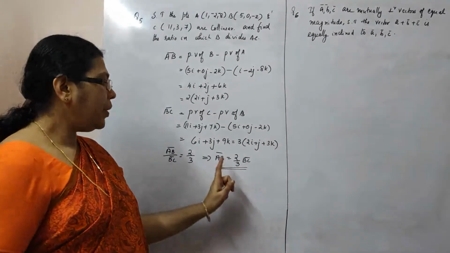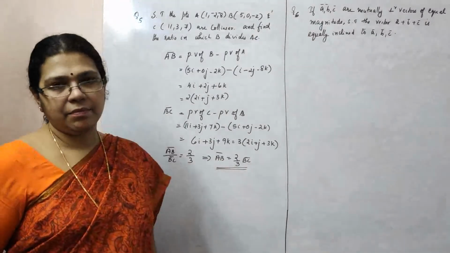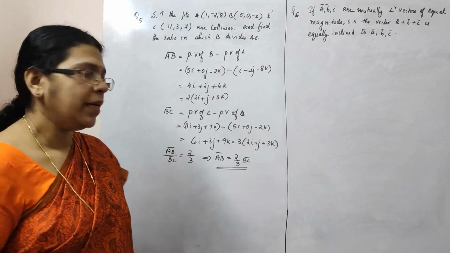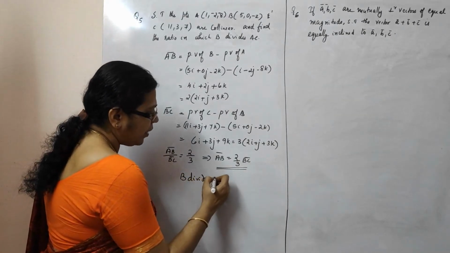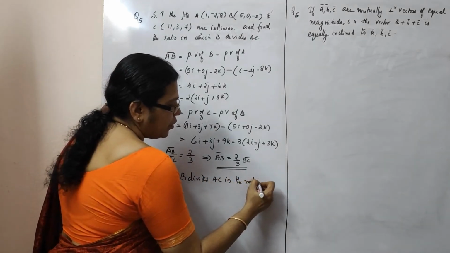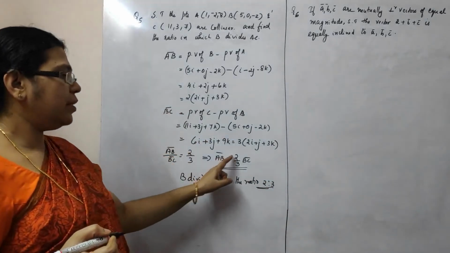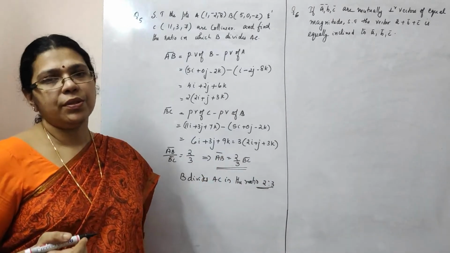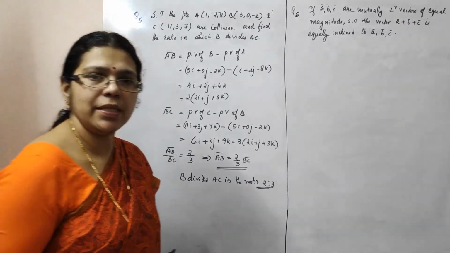What does that mean? B is the common point to these two vectors and B divides AC. In which ratio does B divide AC? From this we get that B divides AC in the ratio 2:3, because AB by BC is 2 by 3. So B divides AC in the ratio 2:3. Am I clear? Okay. Now let's move on to the next question.